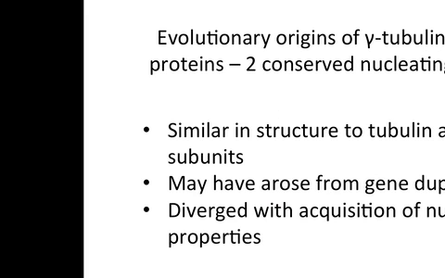So gamma-tubulin and ARP proteins are both conserved nucleating proteins. They're similar in structure to tubulin and actin subunits, right? And they may have arisen from gene duplication. So gamma-tubulin is similar to tubulin, ARP is similar to actin, and they may have arisen from gene duplication and then diverged when they acquired those nucleating properties.